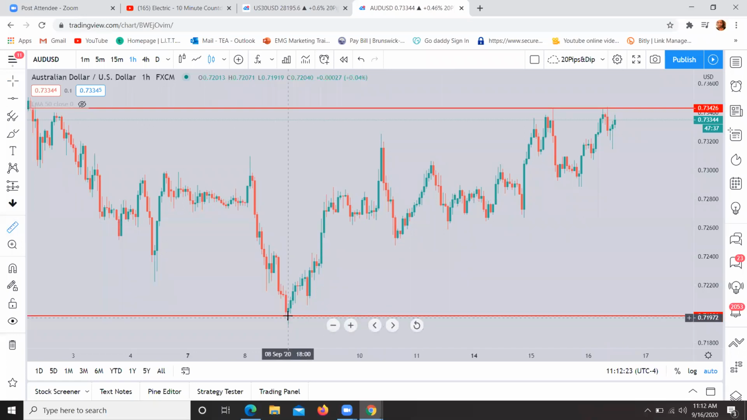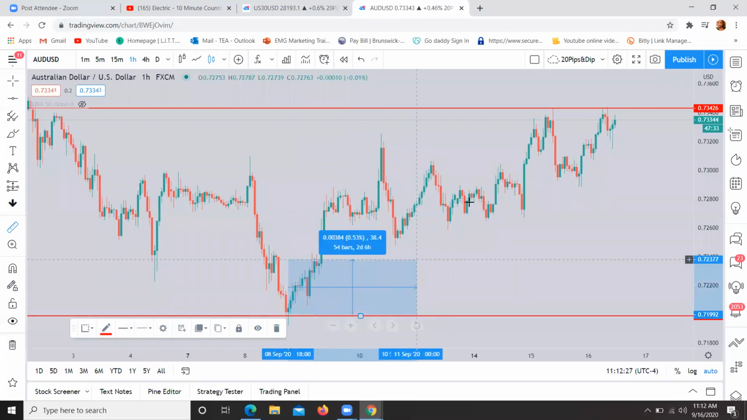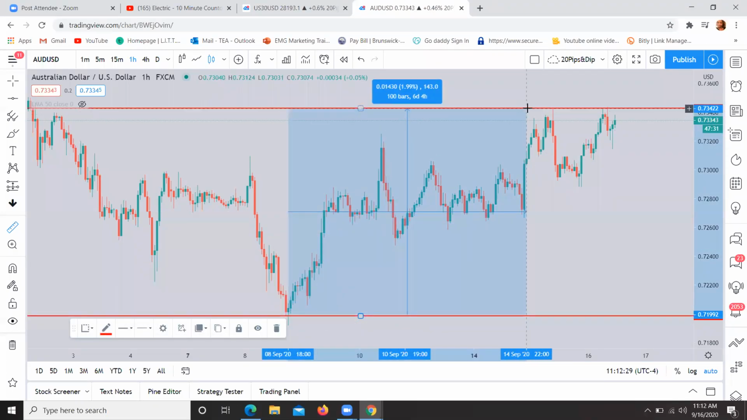And I'm going to put my crosshair tool at the bottom of the lowest point and drag it all the way to the top. You see how that box turned blue? What you're going to focus on when using this tool is right here, 143. This is 143 pips. This is the measurement of this floor to this ceiling.